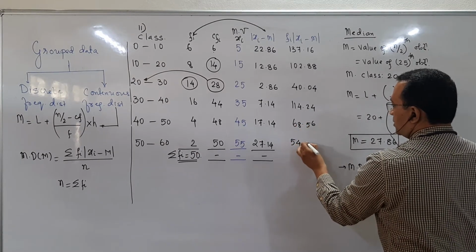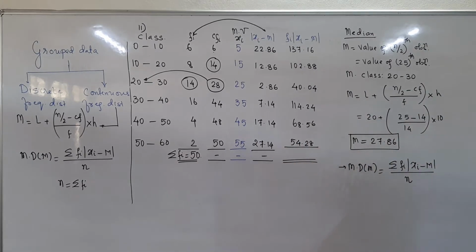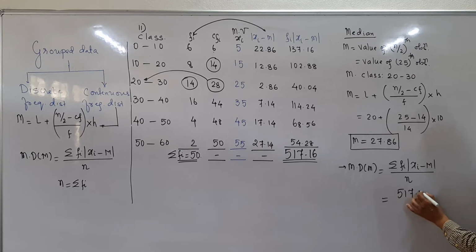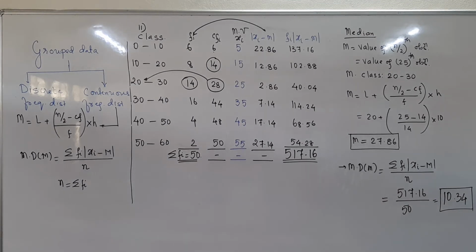And this is 54.28. Total of this comes out to be 517.16. So this will finally be 517.16 divided by 50. The final answer comes out to 10.34. So mean deviation with respect to median, students, comes out to be 10.34. These sums are very lengthy because first we have to find median. After finding median only, students, we can find mean deviation with respect to median.